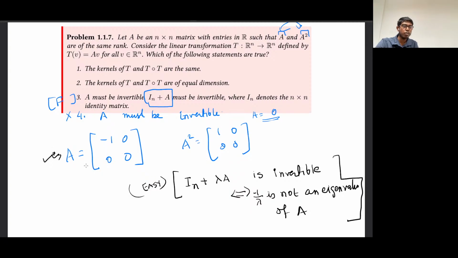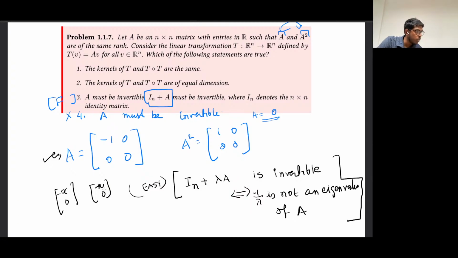Because the rank of A and the rank of A square are the same. What is the range of A? It will be like x, 0, minus x. And A square will also be x, 0, where x is a real number.